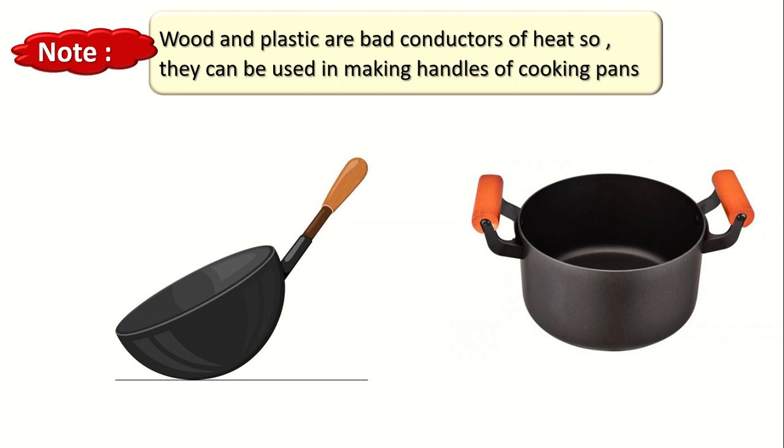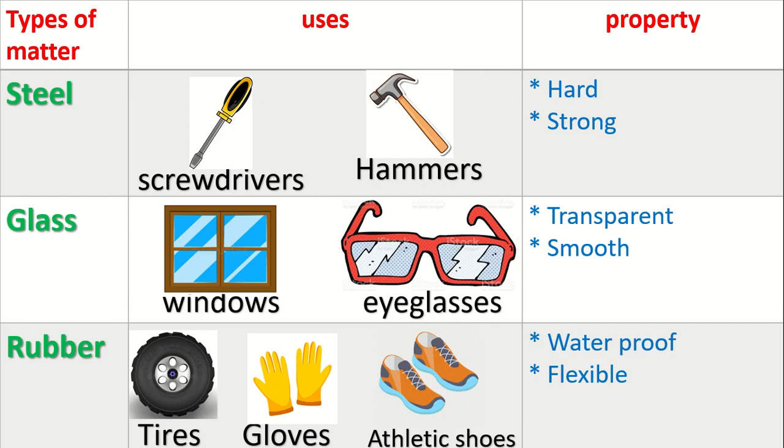Okay, let's talk about the handles of cooking pots. The handles of cooking pots are all the time made of wood and plastic. Why are they made of wood and plastic? Because the wood and plastic are bad conductors of heat. What's the meaning of bad conductors of heat? They cannot transfer the heat. So we can use the wood and plastic on making the handles of cooking pans, because they are bad conductors of heat.